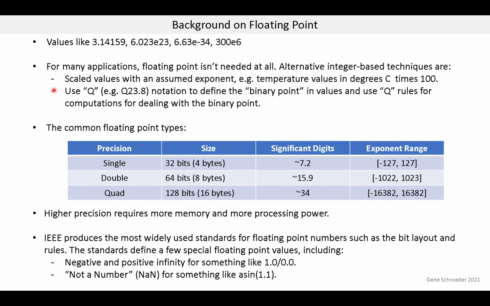And it's similar, but what that does is takes an integer and defines a binary point within that integer. So for example, Q23.8 would typically be used with a 32-bit integer, and it would indicate that 23 bits are used for the units portion of the value, and 8 bits are the fractional portion. And those don't add up to 32 bits because there's an assumed bit as a sign bit.